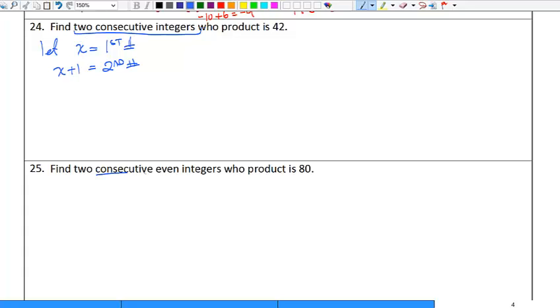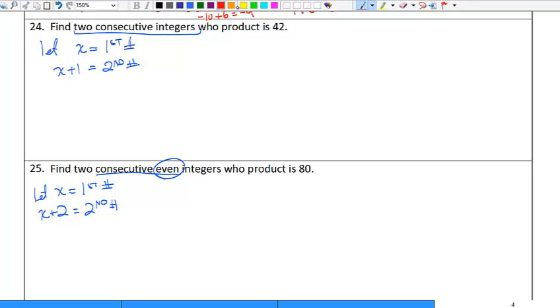Jumping down here, if you have consecutive even or consecutive odd, I know we're not really on this problem yet, but you're going to have x as the first number and x plus 2 as the second number because it's even. Evens are like 4 to 6 or 8 to 10. To get from 4 to 6 you add 2, to get from 8 to 10 you add 2, so to get from your first number to the next consecutive even you add 2. Those are something you probably just want to memorize.